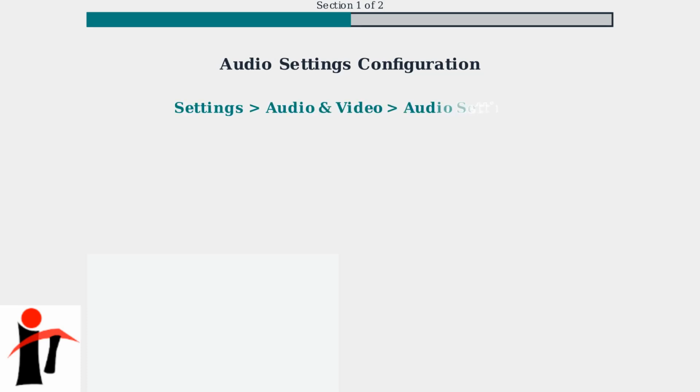Now let's move to audio settings, which cause about 23% of volume control problems. These issues often stem from incorrect format configurations. The key is navigating to Settings, then Audio and Video, then Audio Settings. Here you'll find the critical configuration options that control how your EE box outputs sound.